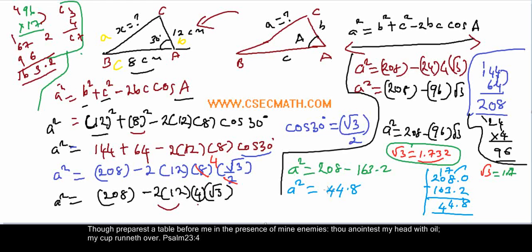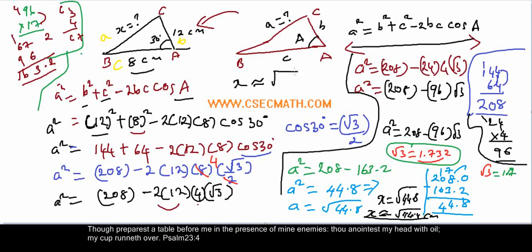And now you take the square root of this, so A will be the root of 44.8, which means that the value of x is the root of 44.8. In fact, when you're writing this you can show something like this: x is approximately equal to the root of 44.8 cm. Whenever you use this sign, it means it's an approximation sign. So even if you do not have a calculator, this is an acceptable answer. Okay.